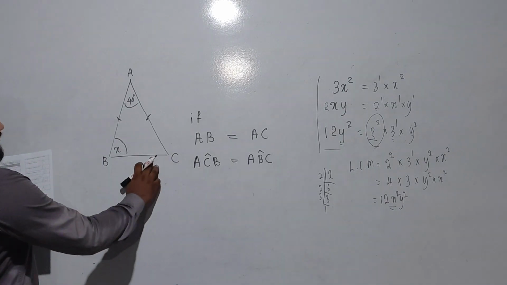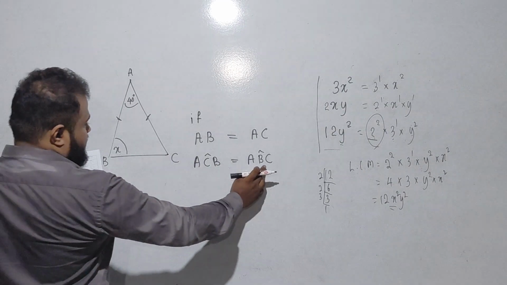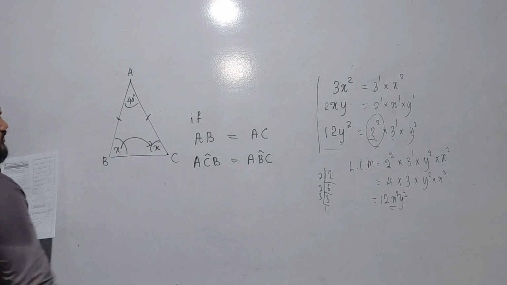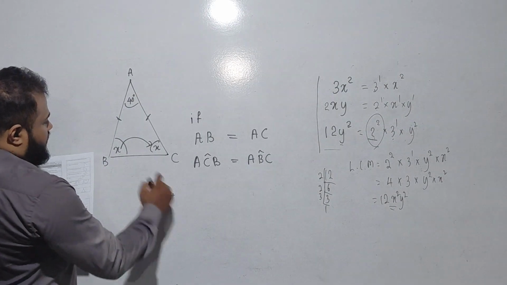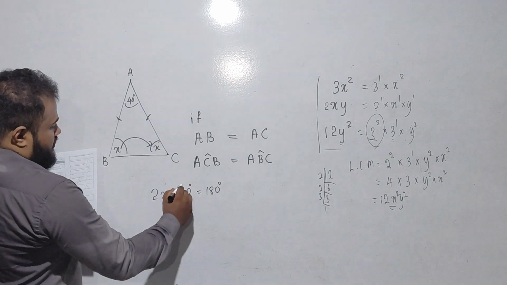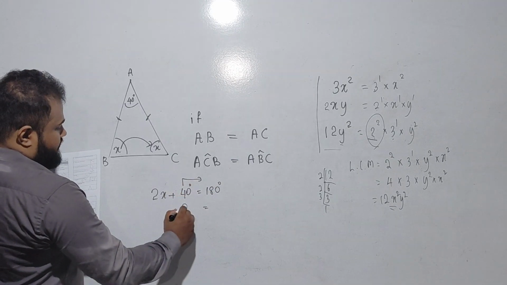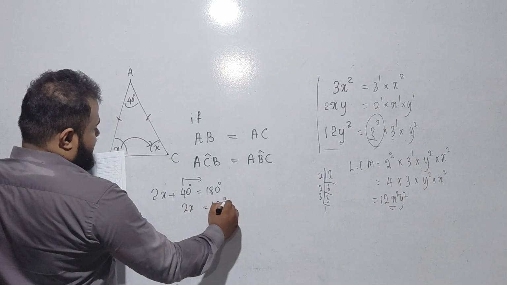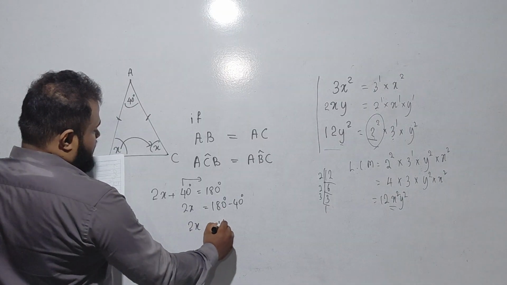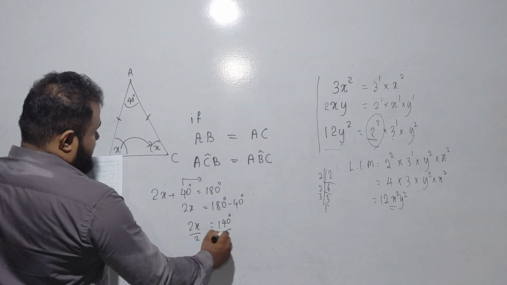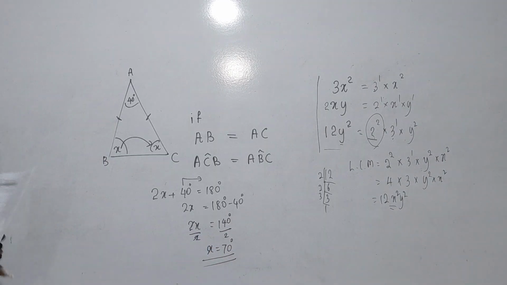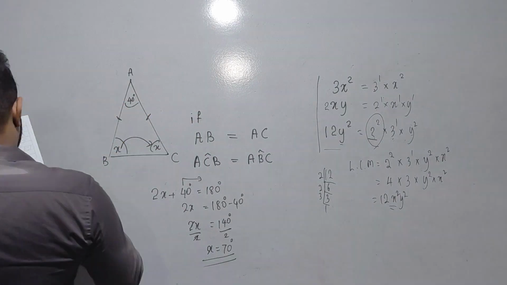What is the value of ACB? We don't know. What's the value of ABC? It's x. So if this is x, this is also x. So we can write an equation. 2x plus 40 equals 180 degrees. We can move this 40 to the other side. Then it gives us 2x equals 180 degrees minus 40 degrees. 2x equals 140 degrees. Divide both sides by 2. Then we will get x equals 70 degrees. That's question number 30.